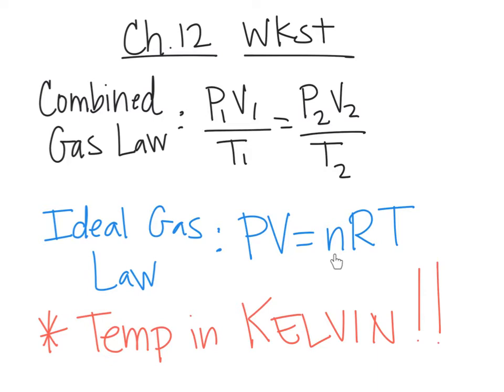Anything with grams or moles in it, you're going to use PV equals nRT, because the combined gas law does not have moles in it. Once again, anything that has moles or grams in it, you're going to use PV equals nRT. And for this chapter, when you're doing your math problems, the temperature must be in Kelvin. If you do not do the math problems with your temperature in Kelvin, then you are not going to get the correct answer. All right, so let's start with number 15 from your worksheet.